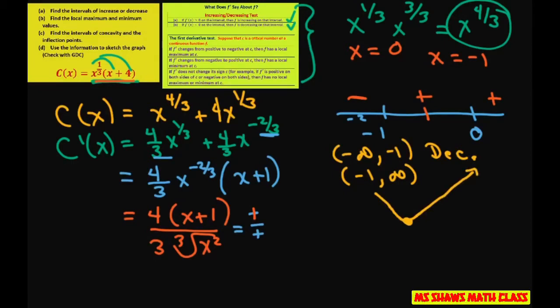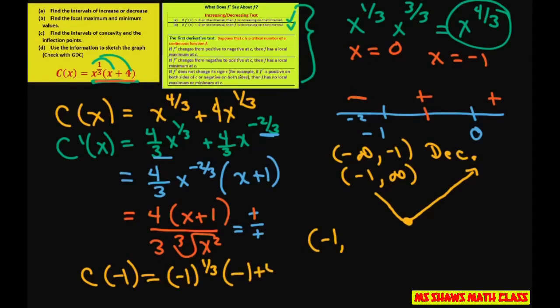So we have a local minimum at negative 1. And you plug in negative 1, you get c of negative 1 equals negative 1 to the 1/3, which is negative 1, and negative 1 plus 4 is 3, so that's going to be negative 3. So your local minimum happens at negative 1, comma, negative 3. That would be this point here on the graph.